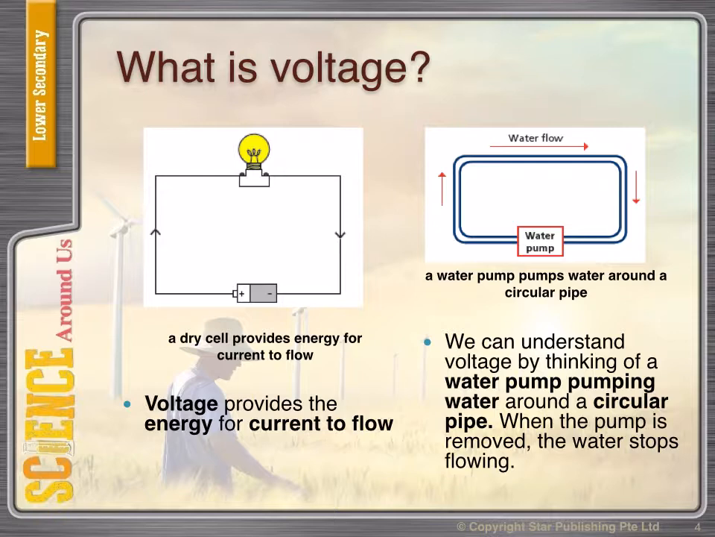If you remove the water pump, the water will stop flowing. It's the same as the electric circuit. If you remove the dry cell or the battery, the light bulb will not work because there's no current flowing through. Okay, so this is the concept about voltage. So we move on to the next one.